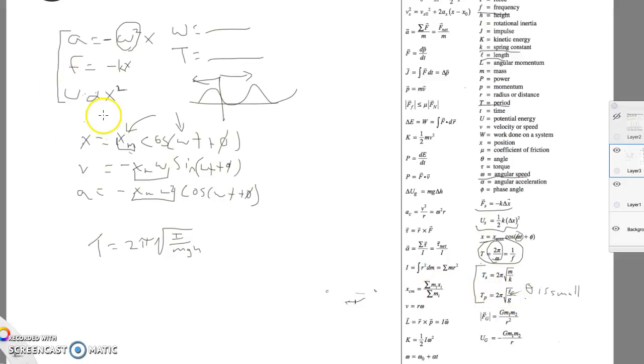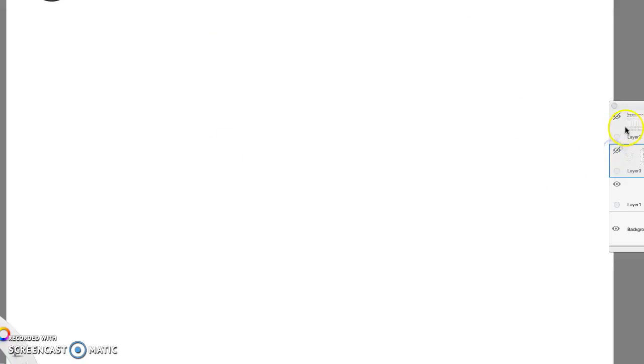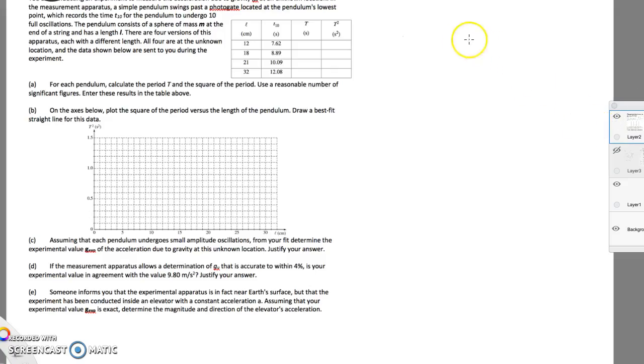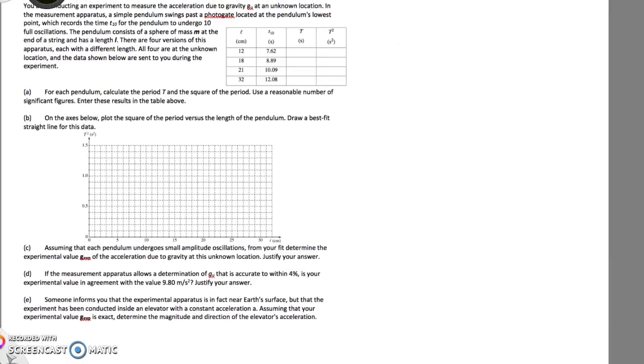Okay, so let's look at a problem, an AP question. This one's actually from your packet, and there's a couple of reasons why I like this one. To get started, we are designing an experiment to measure acceleration from gravity, or g, at some unknown location. We have a pendulum swinging past a photo gate, and it's going to record the time for 10 oscillations. It's a sphere of mass m at the end of a string of length L, and we're going to try this with 4 different lengths.